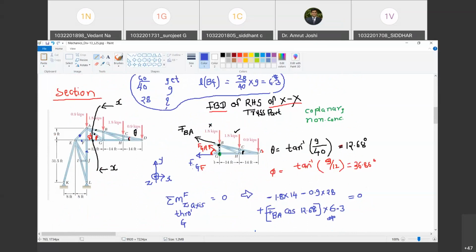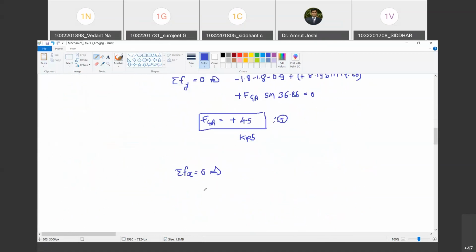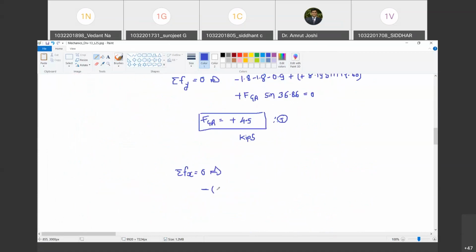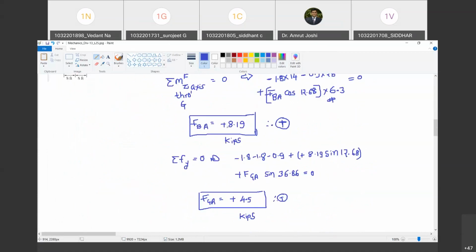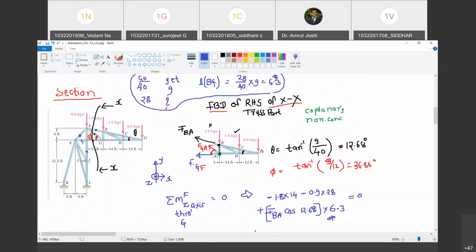Then what is the x component of FBA? It is minus FBA cos theta, where theta is 12.68. But what is FBA? 8.19. Are you with me? Yes, sir. So I am giving the sign minus. Why this minus sign? Because here it is towards left. Then in bracket I am saying plus. Why am I saying plus? Because FBA here the sign is plus. Are you with me? Yes, sir. So minus of plus remains minus. Plus 8.19 cos of 12.68. Happy? Yes, sir.